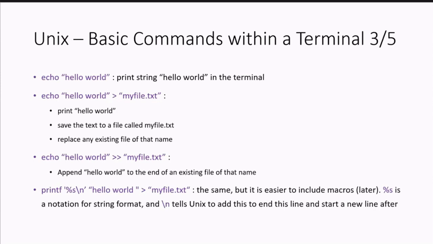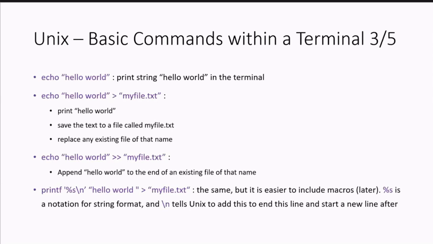If you use two greater than symbols, that's going to update or append. So if you want to continue adding on to a file that you've already created, you use the double greater than sign, a double arrow. If you only use the single arrow, it will replace the file of that name that was there beforehand. So single arrow is replace or create, double arrow is append.